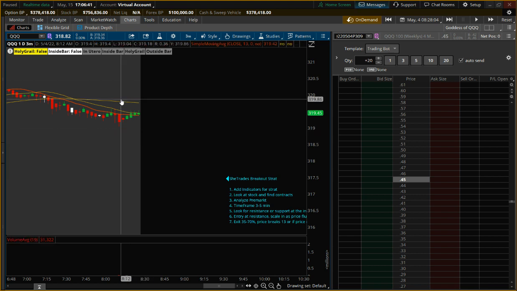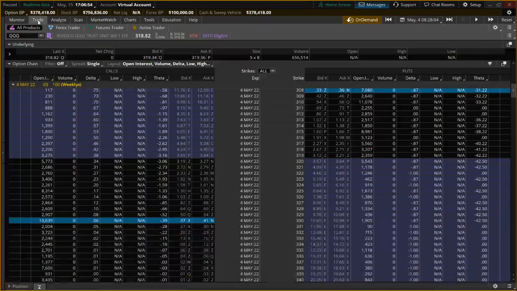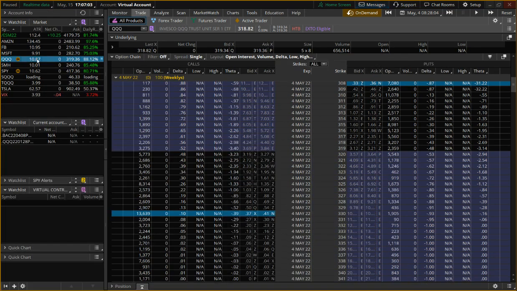So what I do in the morning is I look at the price. QQQ is showing right now 319.36, and I'm using on demand, and this is May the 4th. So I'll go to my options chain and find my contracts. QQQ average true range is about 10.87. So what I do is add 10 and subtract 10 to find my contracts.